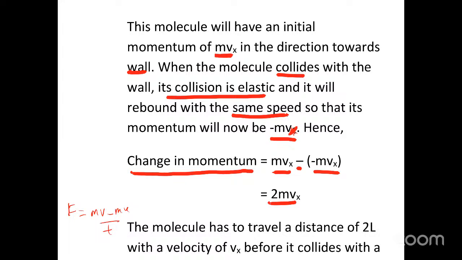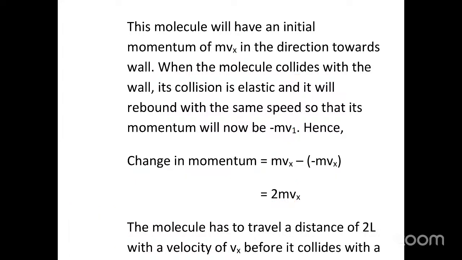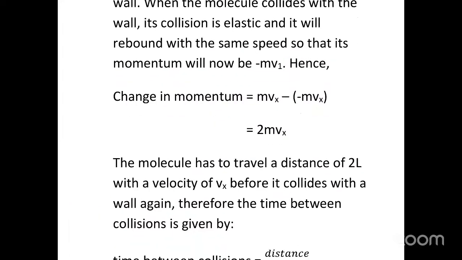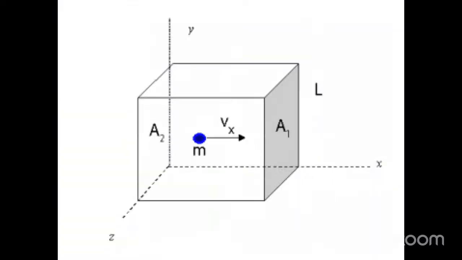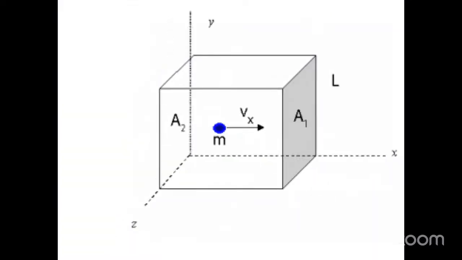Here's what it said. They said that the molecule has to travel a distance of 2L between collisions. I'm going to show you what I'm talking about. When the molecule starts here and hits the wall here, before the next collision it will travel a distance of L plus L, which is 2L.